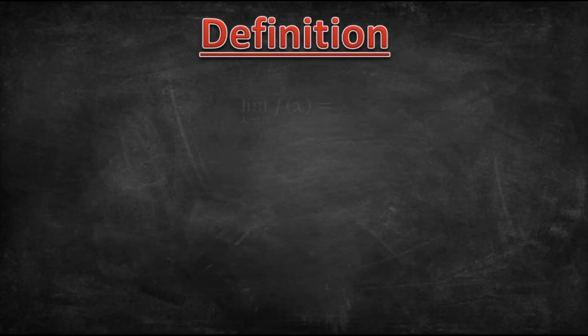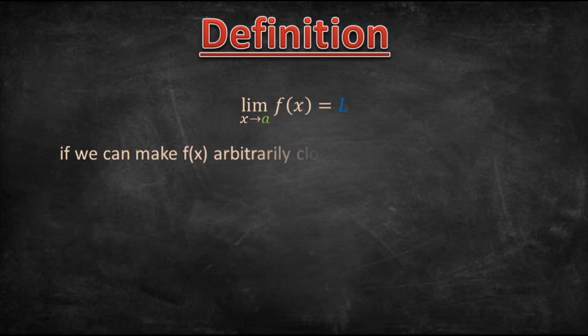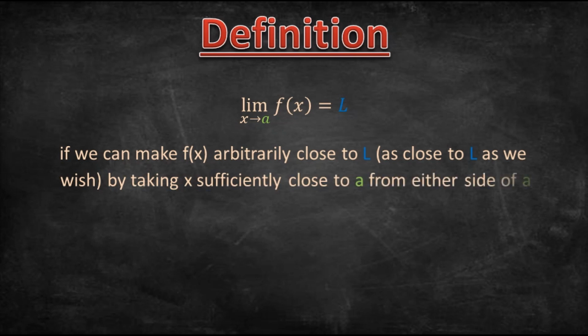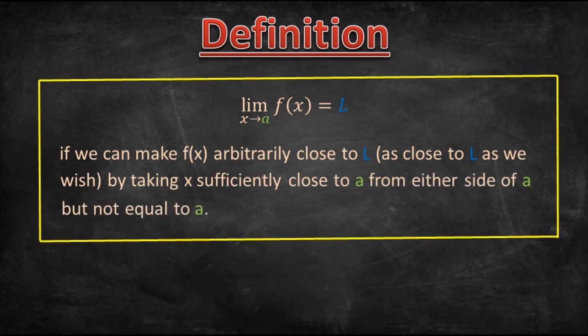The limit of f of x as x approaches a equals L, if we can make f of x arbitrarily close to L, in other words as close to L as we wish, by taking x sufficiently close to a from either side of a, but not equal to a. Note that this is called a working definition of the limit, since it's not rigorous enough for it to be the formal definition of the limit.